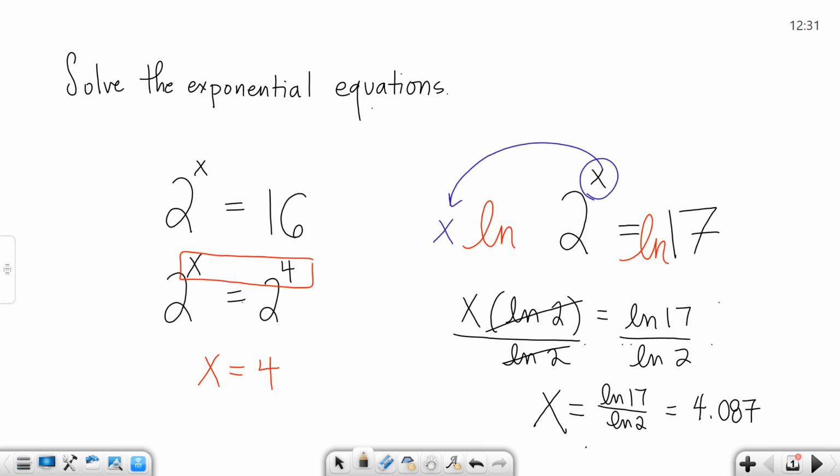Now, I know that that's a good answer because 2 to the 4th was 16. So this is just a little bit more than 4. And so since I'm looking for 17 there, I could say 2 to the 4.087 would equal 17. And so that's how you would do that one.